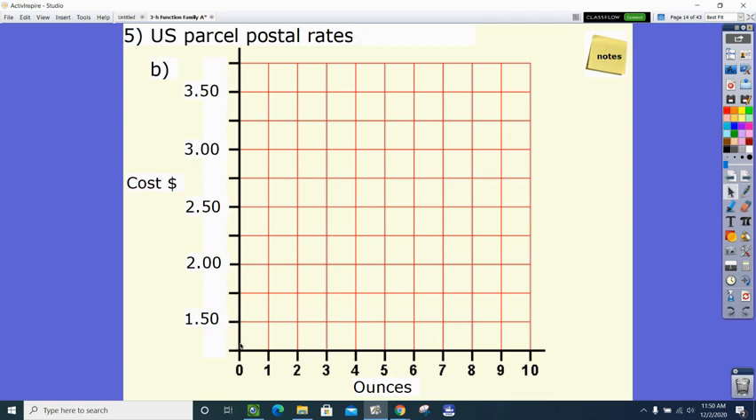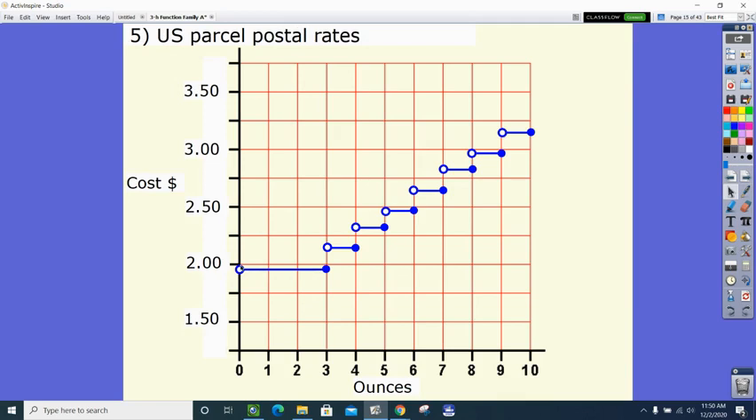So I kind of have a break in the graph. And then I'm going up, 2 blocks is 50 cents, so each block is 25. And then I've got the ounces going this way. And there is a break in the graph here. Cost in dollars is going to be your Y label. The number of ounces is your X, and I'm calling it U.S. parcel postal rates. So you should have gotten steps.